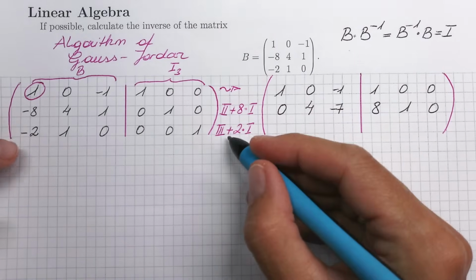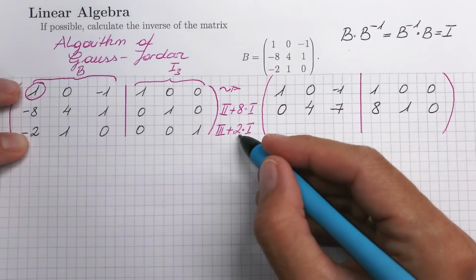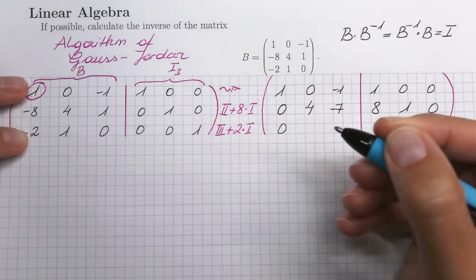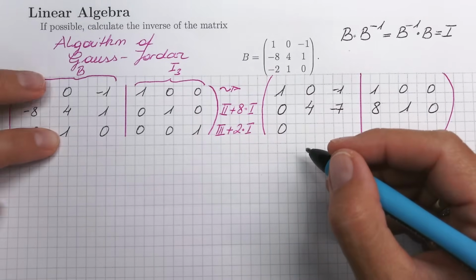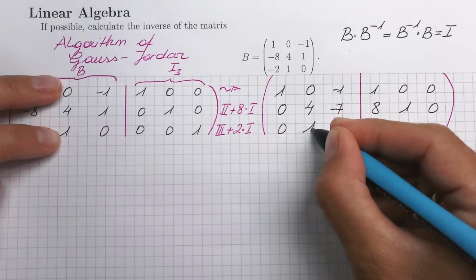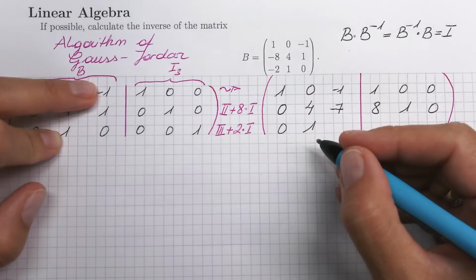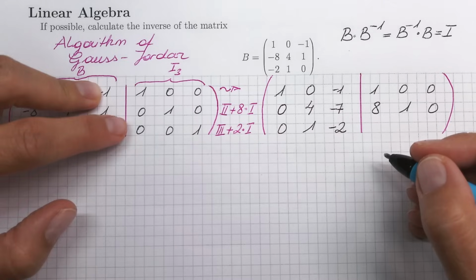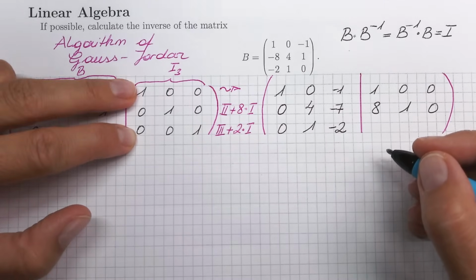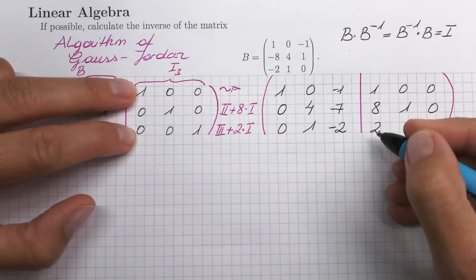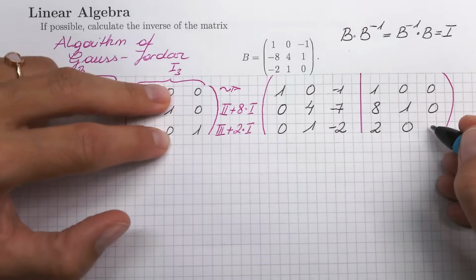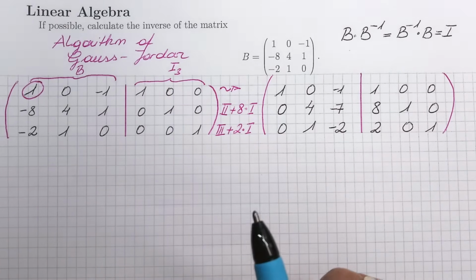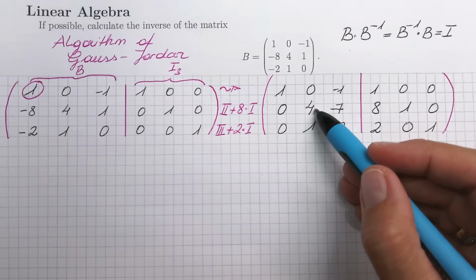Now the last row, we add 2 times the first row. Now, minus 2 plus 2 is 0, that's what we wanted to reach. 1 plus 0 is 1. And minus 1 times 2 is minus 2. Plus 0 is minus 2. Again here, 0 plus 2 is 2, because we multiply it 2 times, and the rest remains unchanged. Now this looks very nice already. Now we are here, okay?